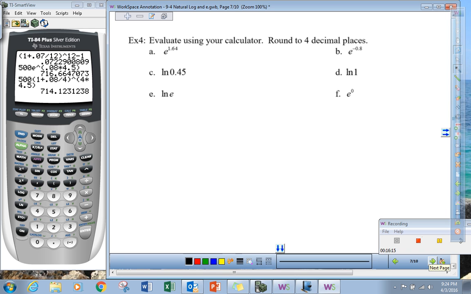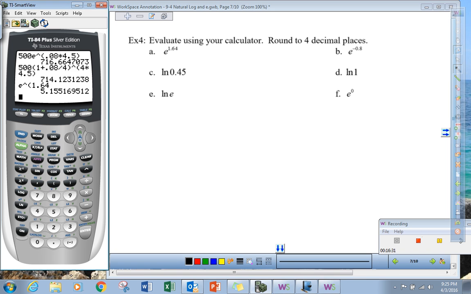On to example 4. These are just some things I wanted to make sure that you could type into your calculator. I really won't spend much time here. If we want to evaluate e to the 1.64, you can probably guess what I'm going to do there. There's e to the 1.64. Run that through, round to 4 decimal places, so I'm going to have approximately 5.1552.